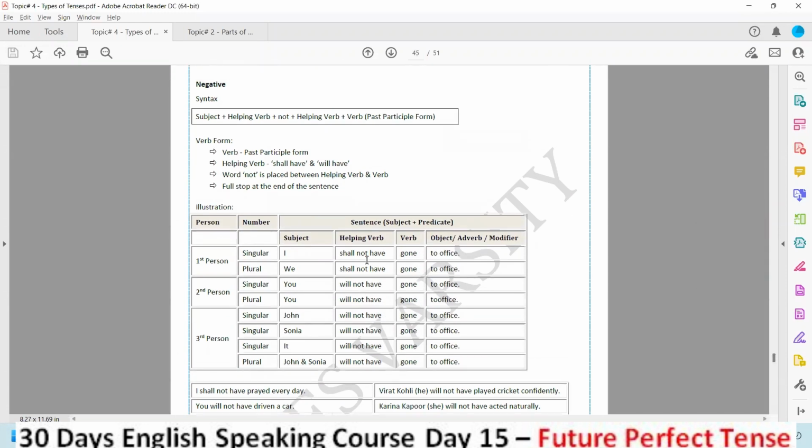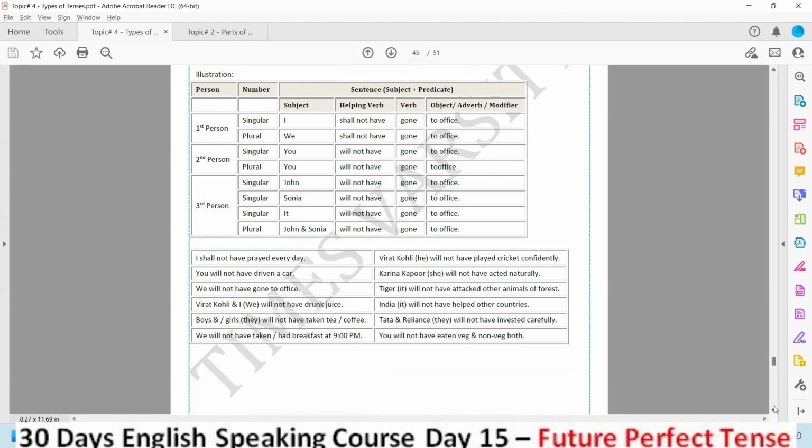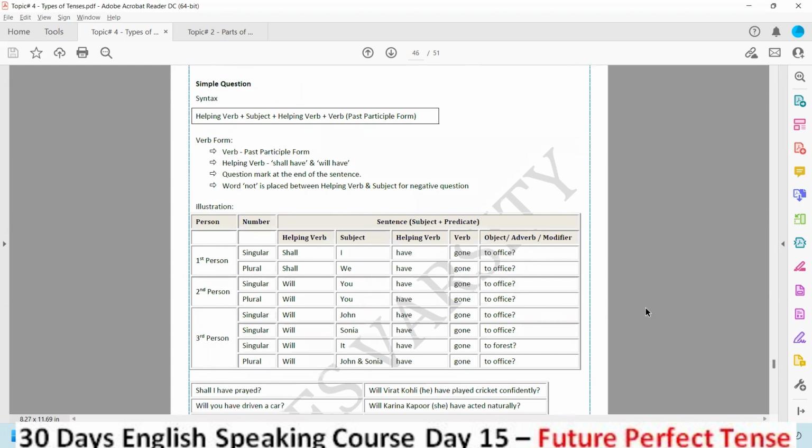Now, negative, we just need to add not because two helping verbs are used. So not is added between these two to make the affirmative negative. Okay, now let's jump to simple question. As usual, every simple question, whether it is present, past, or future, it starts with the helping verb. Since two helping verbs are used, first helping verb comes before the pronoun and the second helping verb comes after the pronoun. So helping verb plus subject plus helping verb plus verb, right? And the verb form remains same.